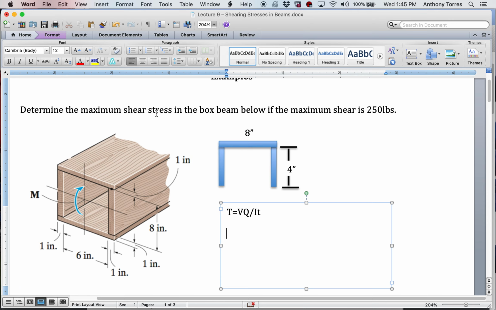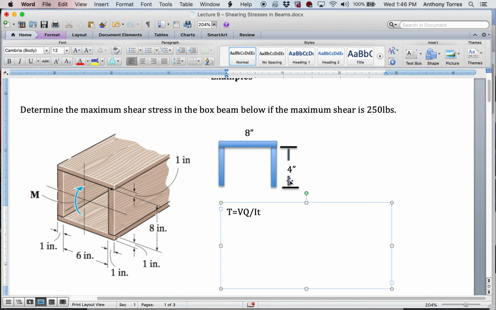We want to determine the maximum shear stress in the box beam if the maximum shear is 250 pounds. I've done some preliminary drawings here just to make it easier. This little blue drawing with the dimensions would be if I cut the box in half, right where we're looking at. I just turn it completely sideways, and then I would have this little blue box. Because remember, that's what we're really interested in, is half of this, especially to get Q. So I thought I'd make it easier to visualize by cutting it right here.